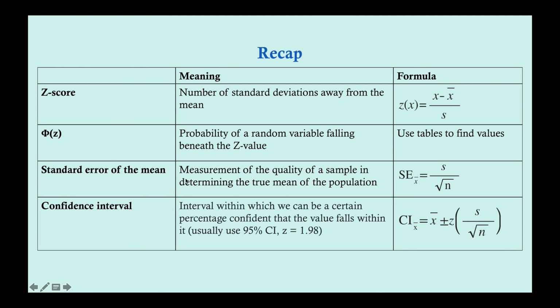The standard error of the mean is a measurement of the quality of a sample in determining the true mean of the population. That's going to be your standard deviation divided by the square root of your sample size. And then the confidence interval, which is right here, this formula. That is the interval within which we can be certain that a certain percentage, usually 95%, will fall within that interval. So like I said, typically we use 95%. You'll want to remember that for the 95% confidence interval, we're using a z-value of 1.96 or 2.